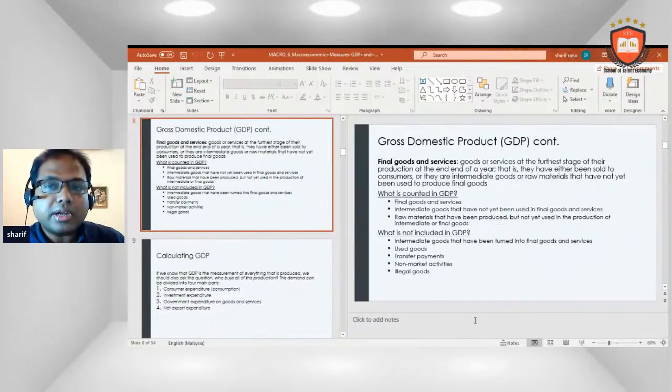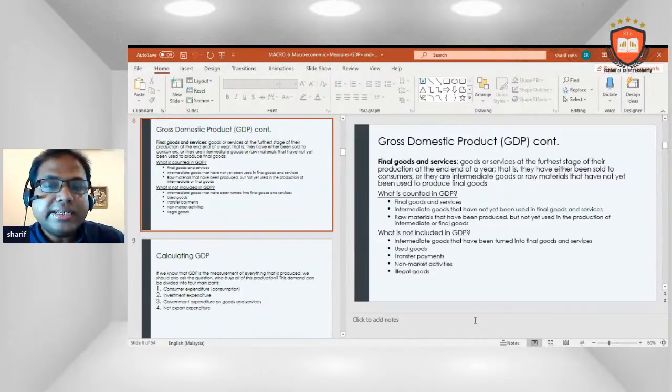Gross domestic product counts final goods and services. These are goods or services at the farthest stage of their production at the end of a year. That is, they have either been sold to consumers, or they are intermediate goods or raw materials that have not yet been used to produce final goods.